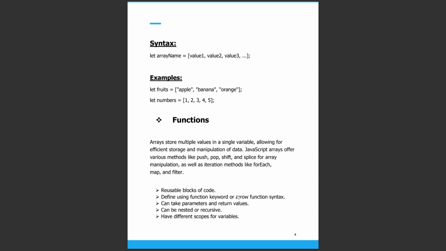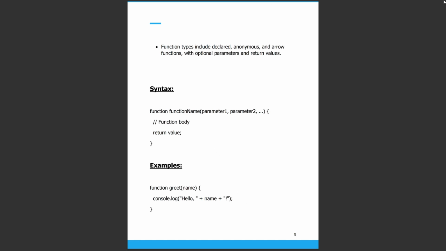Can take parameters and return values. Can be nested or recursive. Have different scopes for variables. Function types include declared, anonymous and arrow functions with optional parameters and return values. We can also return values using functions.